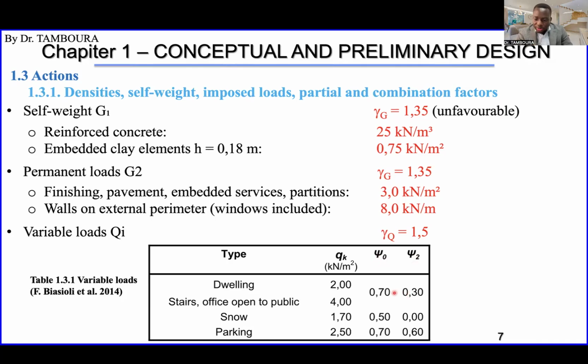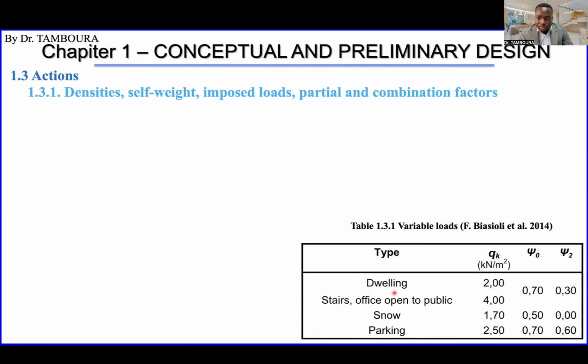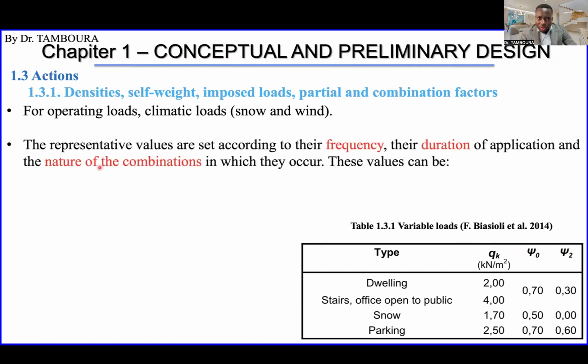I will explain this value more, so let's keep them here. So for operating load, climate load, snow, wind, this kind of value, we call them the representative values. They are set according to the frequency, that's what I was saying, the duration of the load application, and the nature of the combination in which they occur.